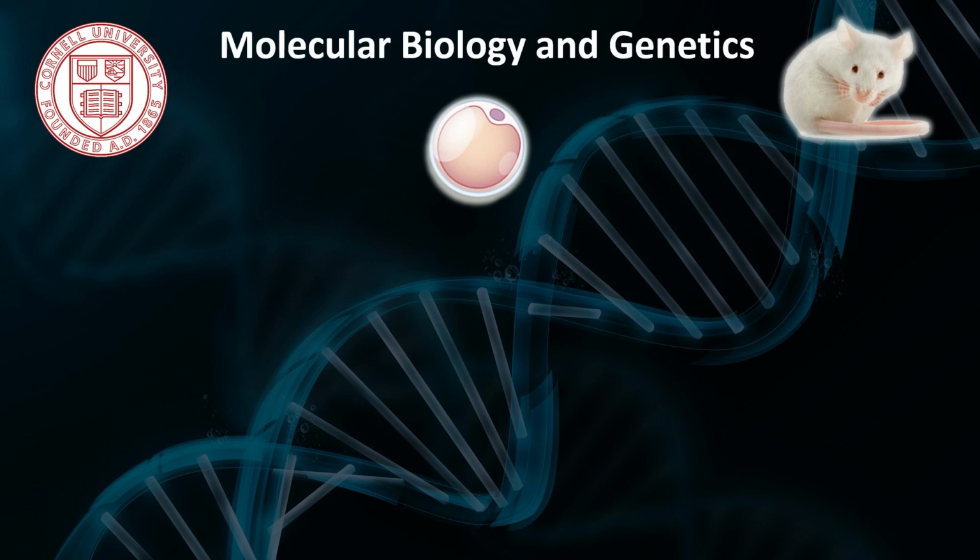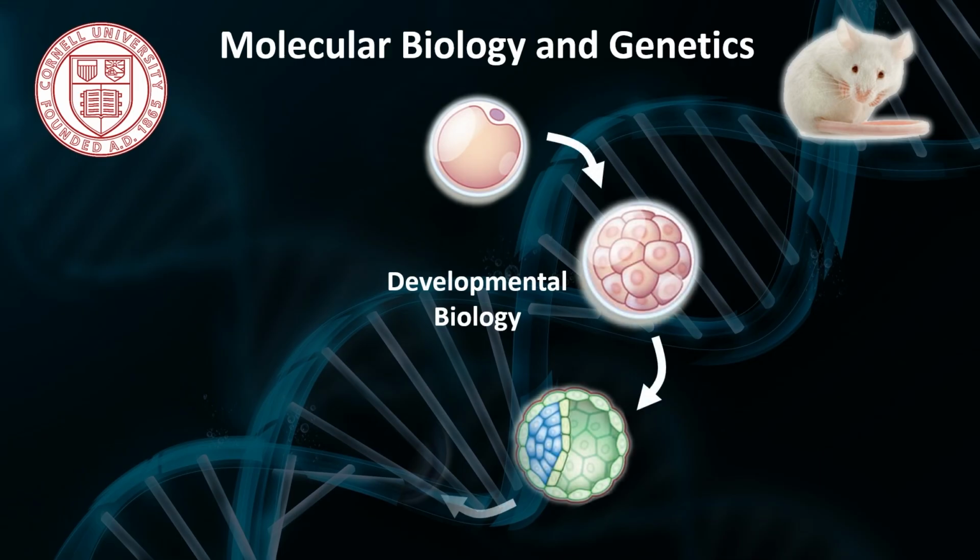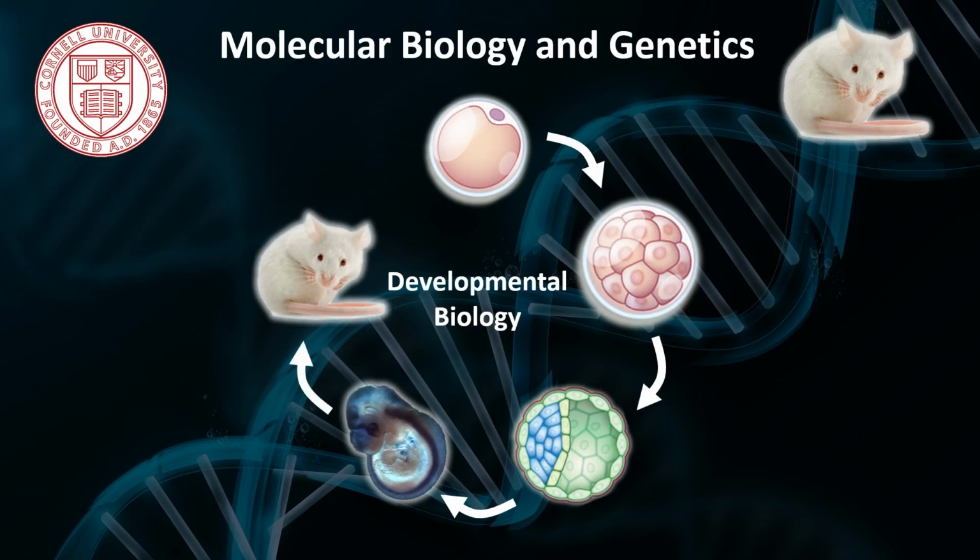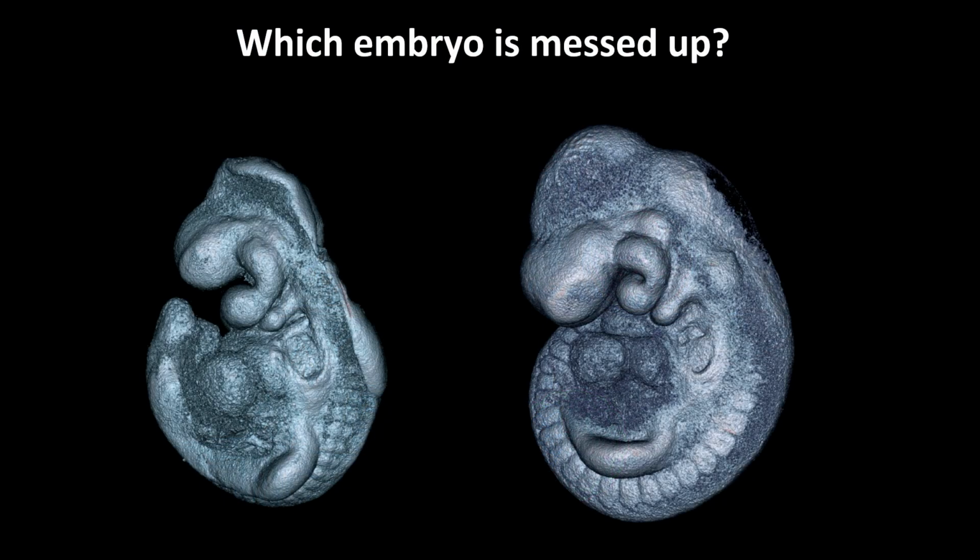And that cell undergoes a process known as developmental biology, or development. It goes from a single cell to a ball of cells, to a hollow sphere of cells, to an embryo, eventually to a mouse, in the case of what we were studying. So we studied this in mice. Let me show you an example of a couple of the embryos that I worked with. I'm going to try to make you into developmental biologists tonight.